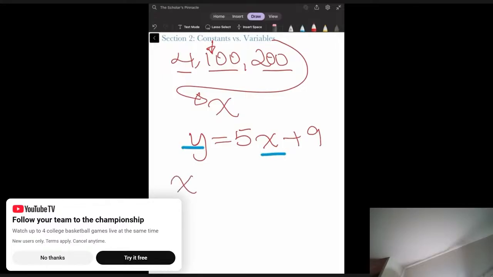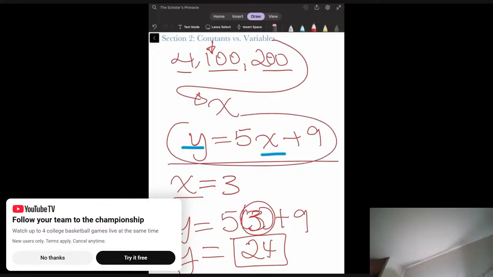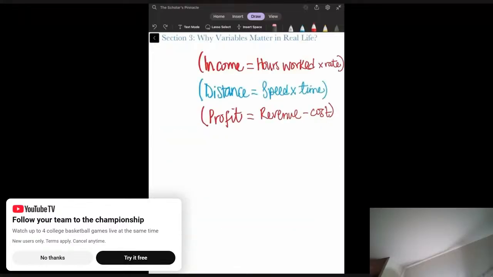If x in this equation right here is equal to 3, that will make y equal to 5 times 3 plus 9. Your answer is equal to, you guessed it right, 24. y is equal to 24 because you put an input value of 3 where x was placed right here in this equation.